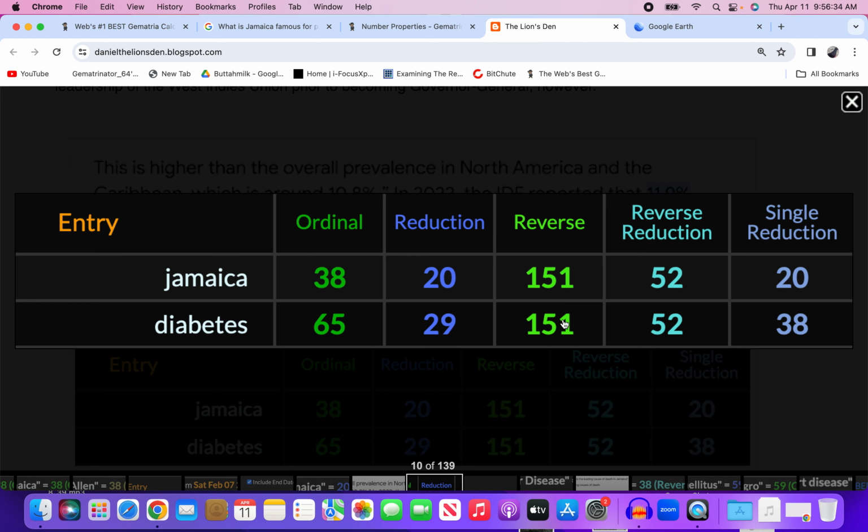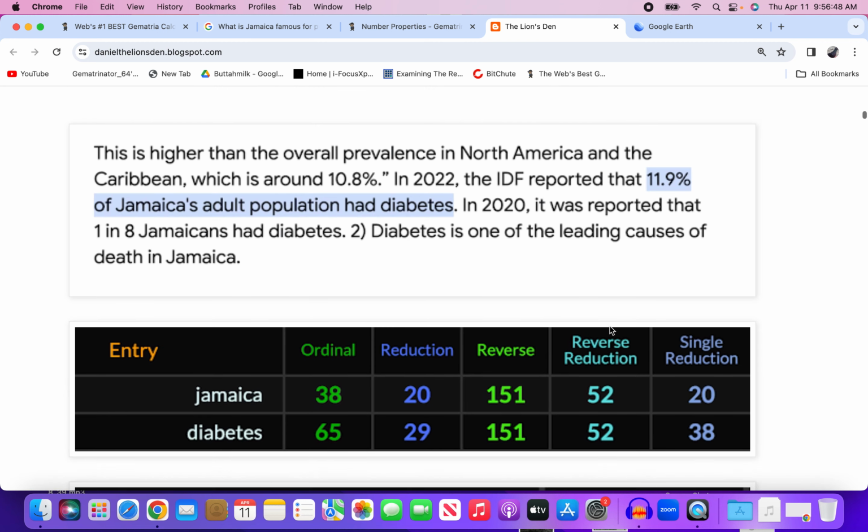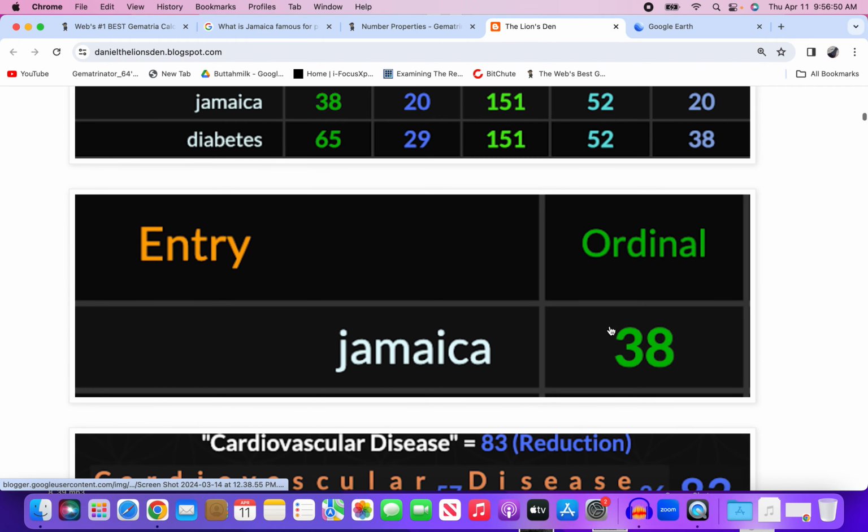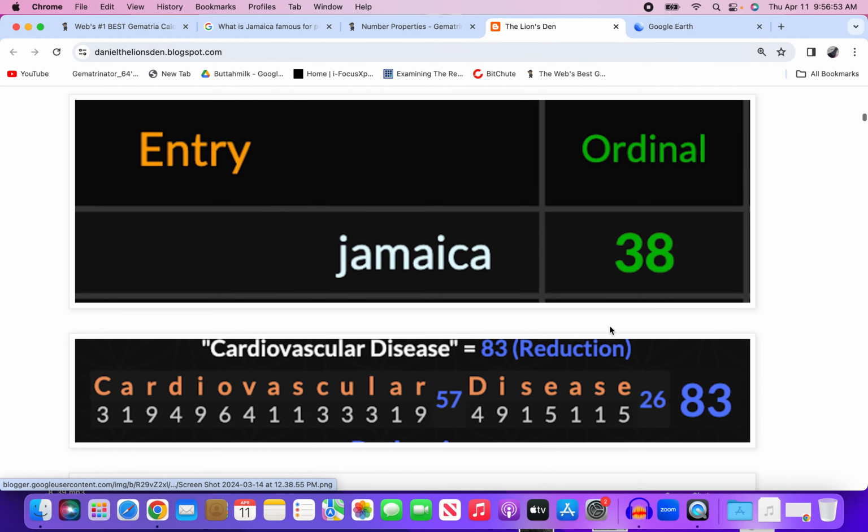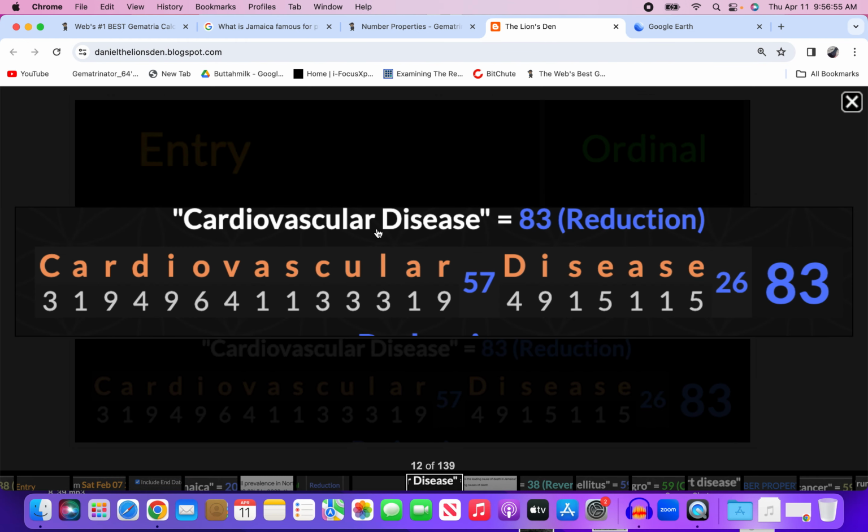And when we have a cipher hit in one category, it's like, all right, there's something there. When it's 2, it's like, wow. And when it's 3, it's like, how can that be a coincidence? That is incredible. Pretty incredible, statistically very significant. And when you look at cardiovascular disease, it equals 83, the reflection of 38.